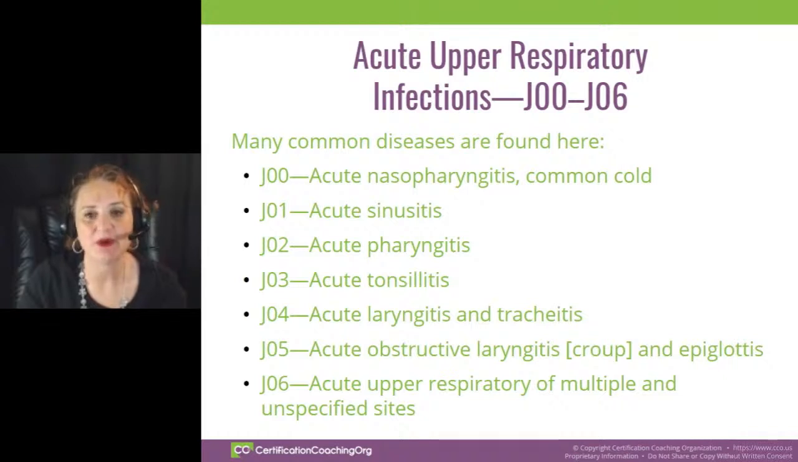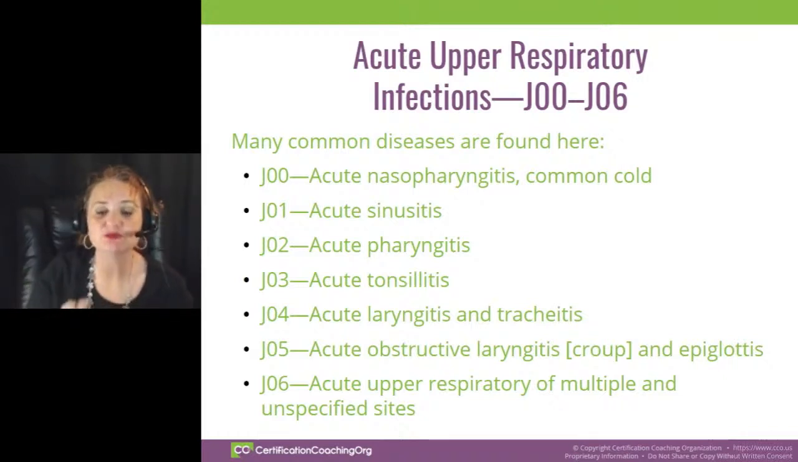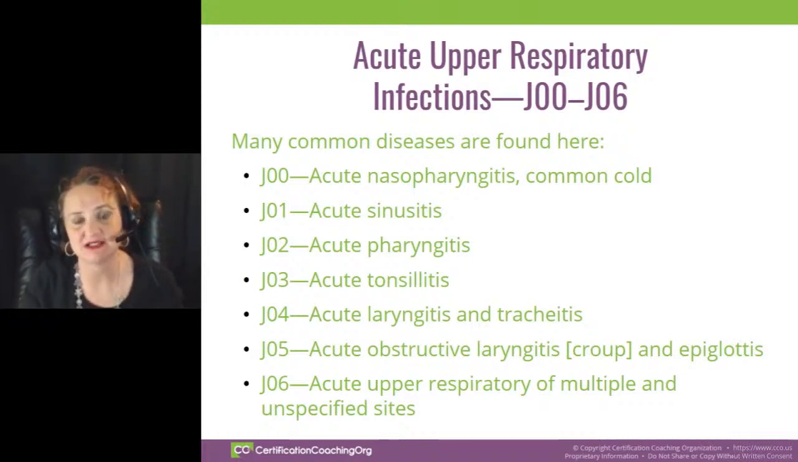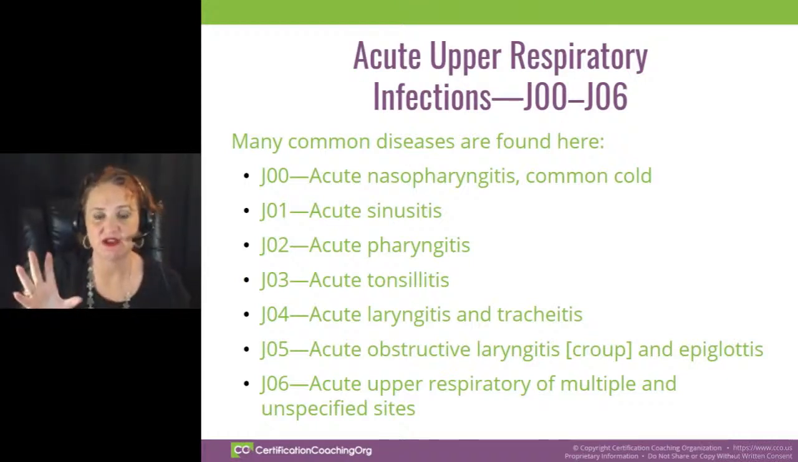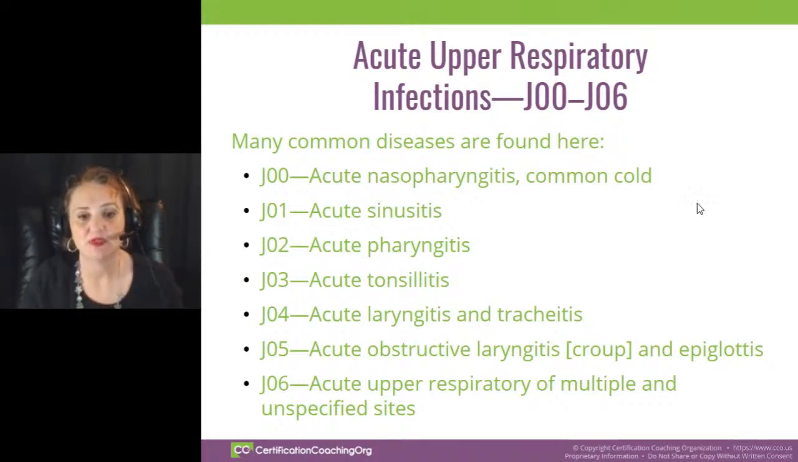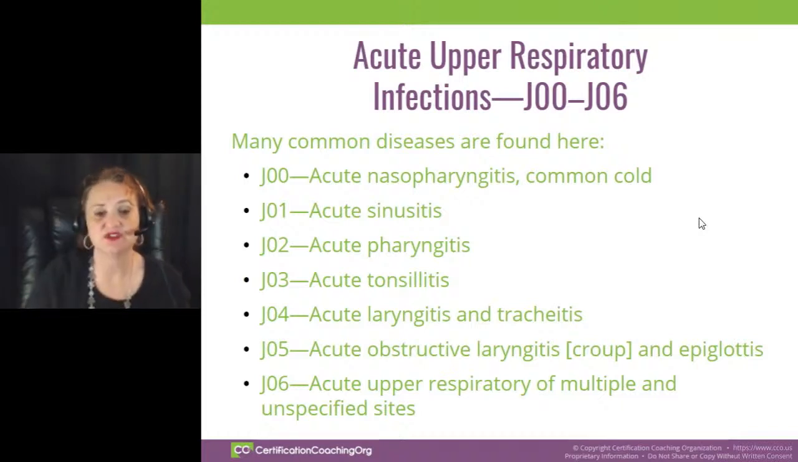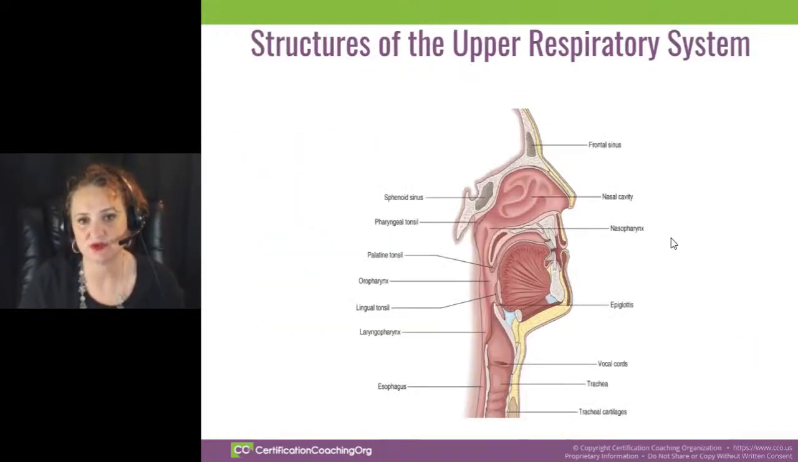Then we wrap up the J06 with acute upper respiratory infections of multiple and unspecified sites. So we have a catch-all unspecified, it's going to be a J06, but let's say we have sinusitis, tonsillitis, and pharyngitis. Well, you may have multiple sites. Then instead of doing those individually, you would just have a J06 code.